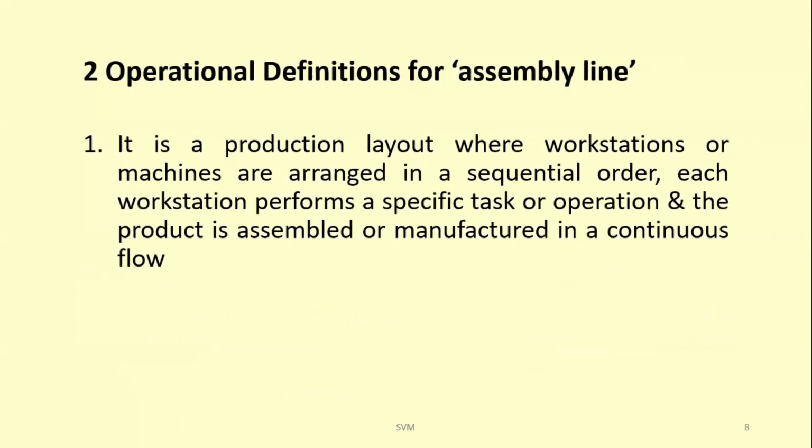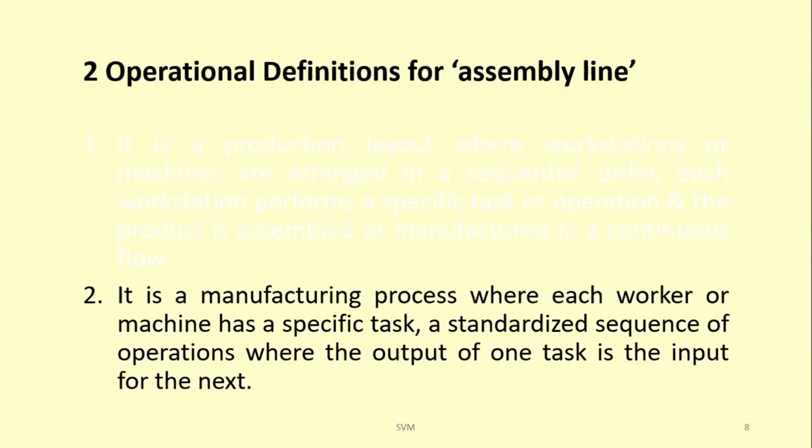Next term is assembly line. The first operational definition for assembly line is a production layout where workstations or machines are arranged in a sequential order. Each workstation performs a specific task or operation, and the product is assembled or manufactured in a continuous flow. Assembly line is a manufacturing process where each worker or machine has a specific task, a standardized sequence of operations where the output of one task becomes the input for the next task.